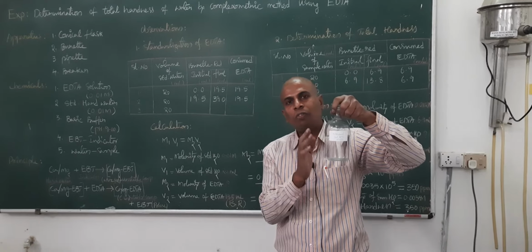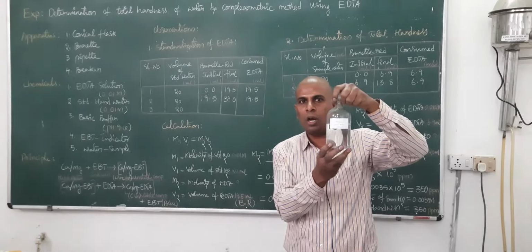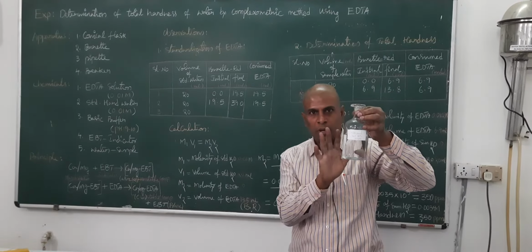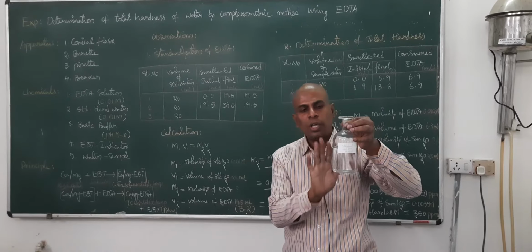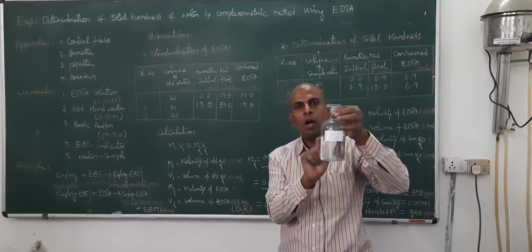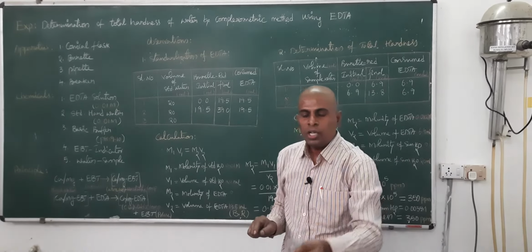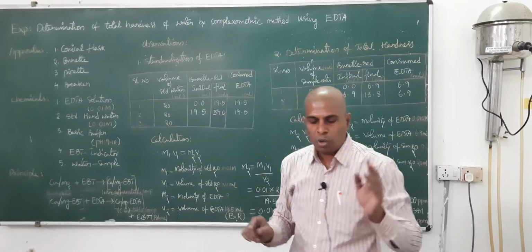How we prepare this: by using a standard, calcium carbonate. By using calcium carbonate we prepare this hardness, and this hardness is stable. So whatever the 0.01 molar, this is stable. By using this stable hardness, we go for standardization of EDTA. How do we go about the procedure?